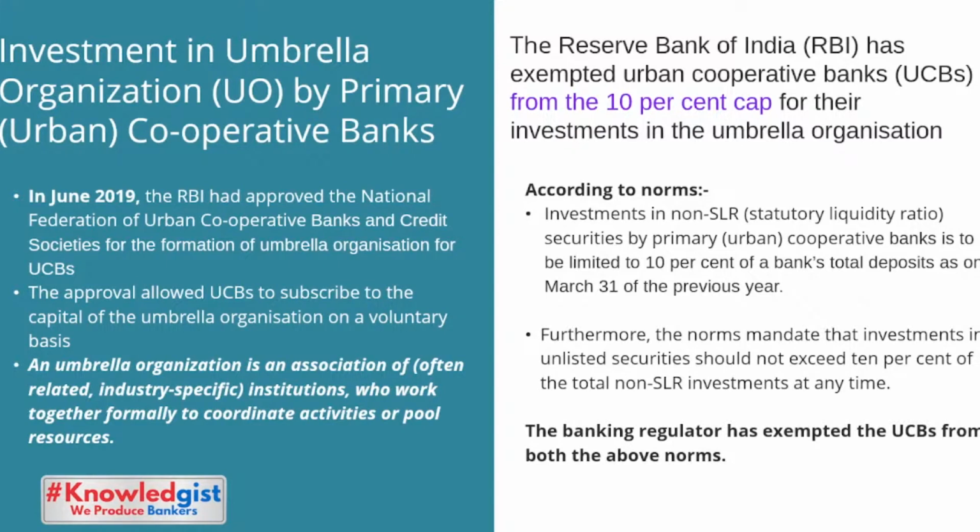Those who subscribe to the capital of the umbrella organization have been exempted from the 10% cap on investment in the umbrella organization. Investment in non-SLR securities of an urban cooperative bank is limited to 10% of the bank's total deposit, like 18.5% is the SLR mandate for commercial banks. Similarly, cooperative banks have to deposit 10% of their total deposit in SLR. So if you are investing in the umbrella organization, then this mandate has to be removed. This is the main point.